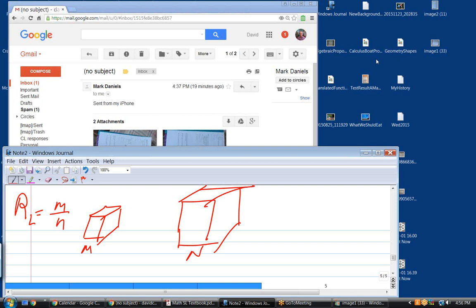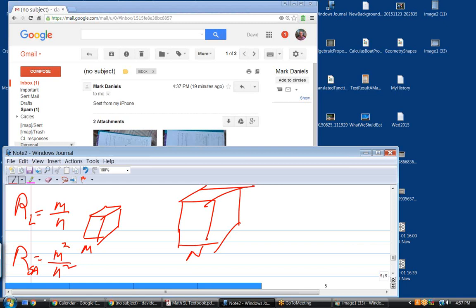Now, as it turns out, surface area is the same as area. In other words, the ratio of their surface areas is going to be the same as the ratio of their area. Whether it's surface area or just the area of an individual face, it doesn't matter. So what's the ratio of my surface area going to be? It's just m squared over n squared.